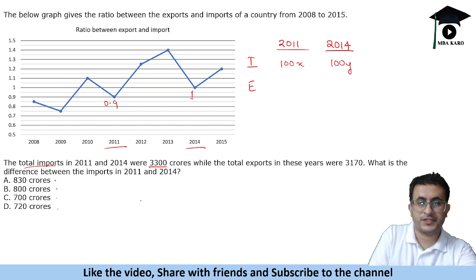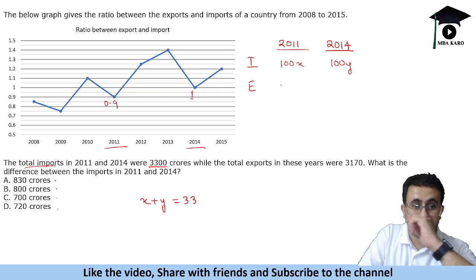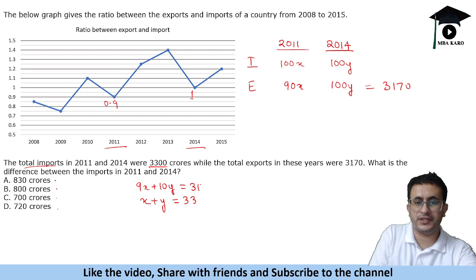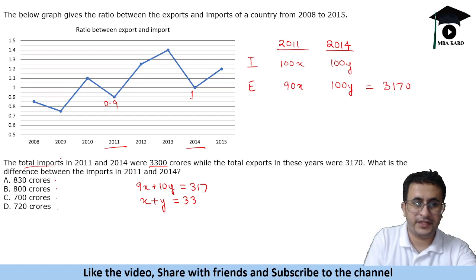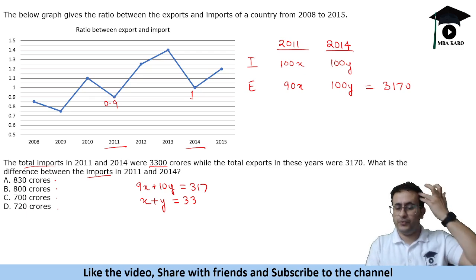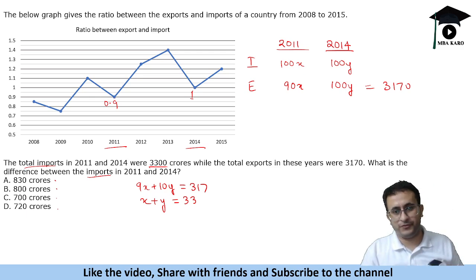So one equation is x plus y is 33. Then we are given that exports in these years were 3,170. So import here is 90x and export is 100y. This is 3,170, so we get 9x plus 10y equals 317. Now we need to find the difference between imports. Whenever we have a linear equation in two variables, we remove one of the variables.